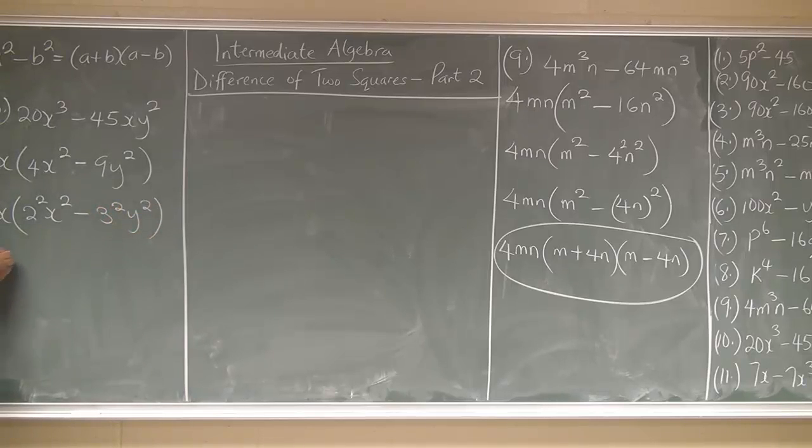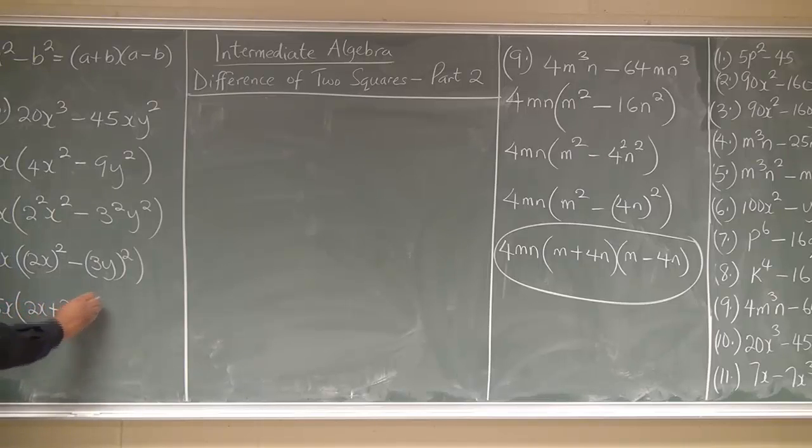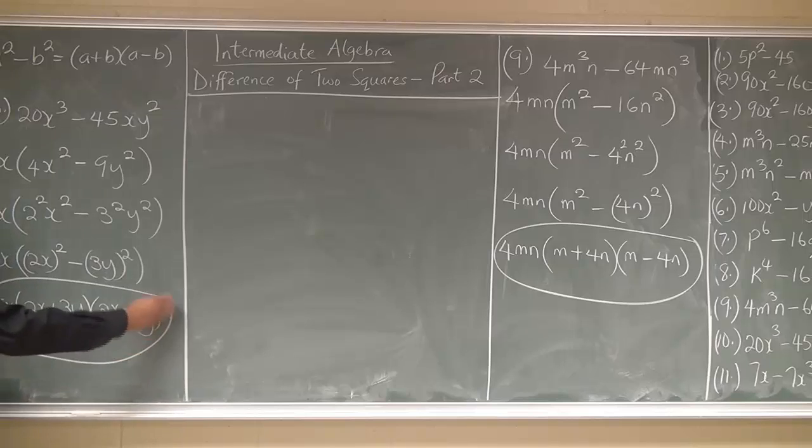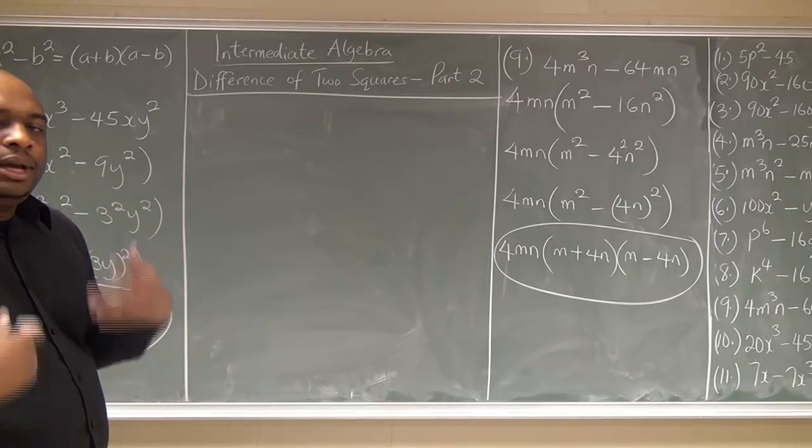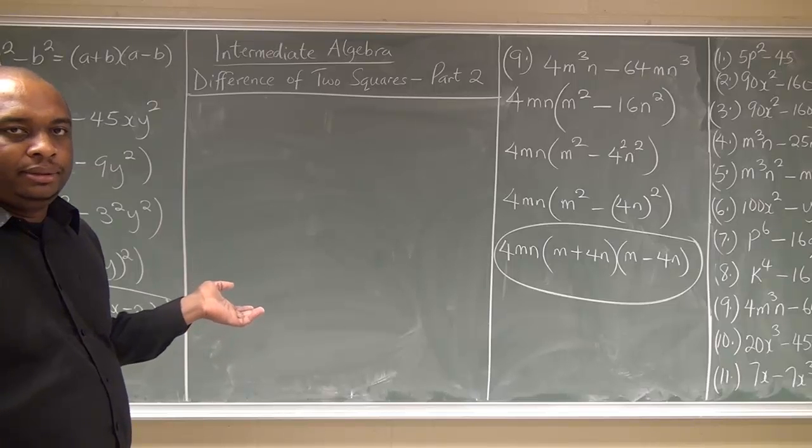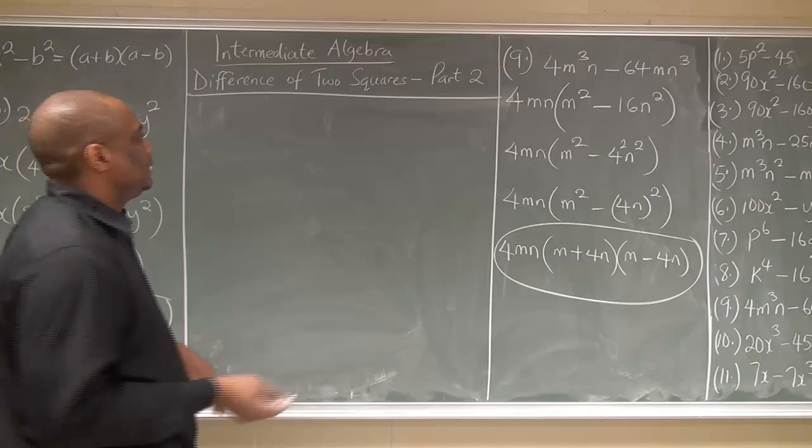And this will be 5x times 2x all squared minus 3y all squared. So here your a will be 2x and your b will be 3y. So this will now be 5x times 2x plus 3y times 2x minus 3y, the product of their sum and their difference. This becomes your answer. See, factoring this by difference of two squares, you factor by GCF first, and then you factor using the difference of two squares.